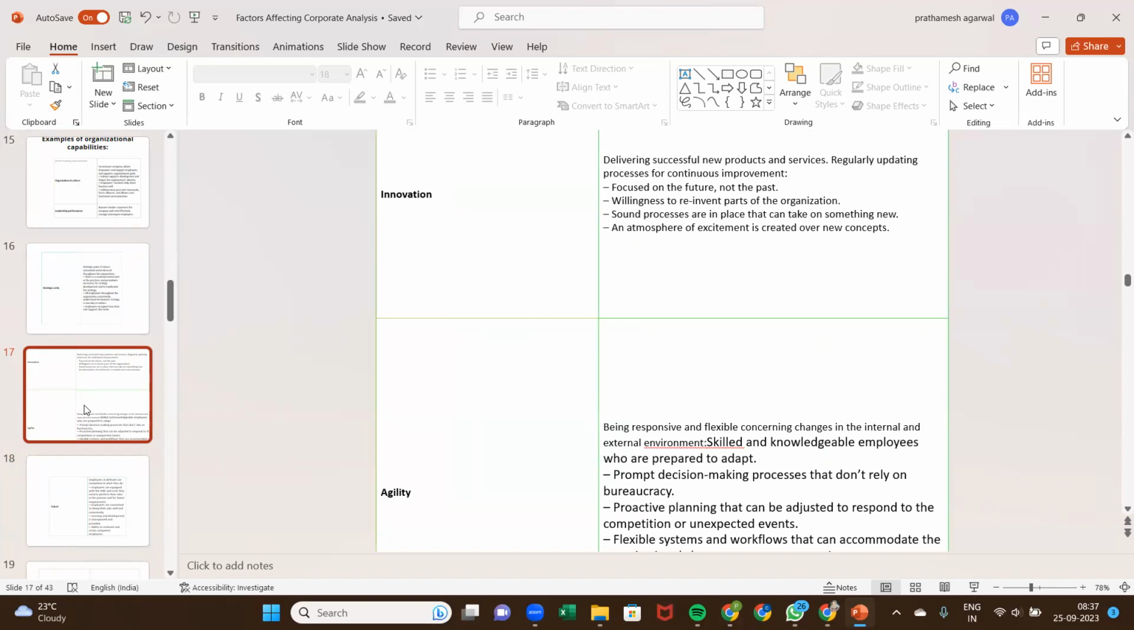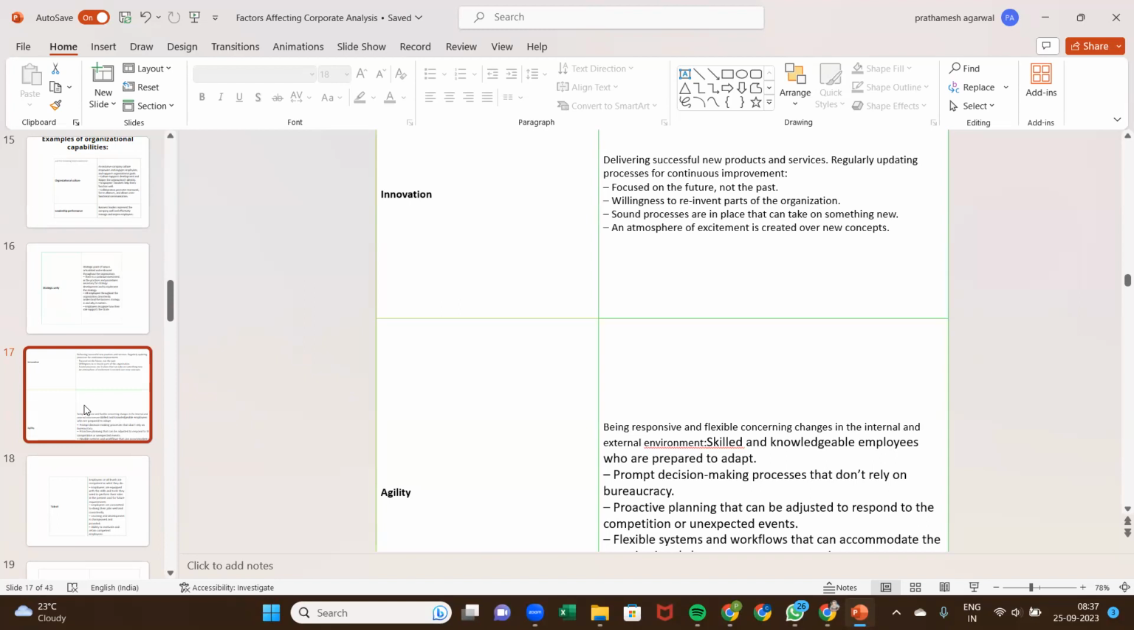Then innovation: delivering successful new products and services, regularly updating the processes for continuous improvement, focused on the future, not the past, right? Willingness to reinvent parts of the organization. Sound processes are in place that can take something new. Now, sound process does not mean awaz. Sound processes means smooth functioning processes.